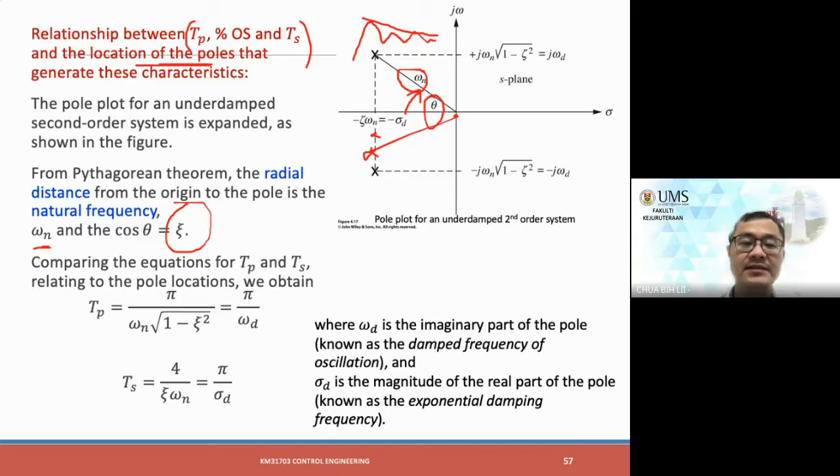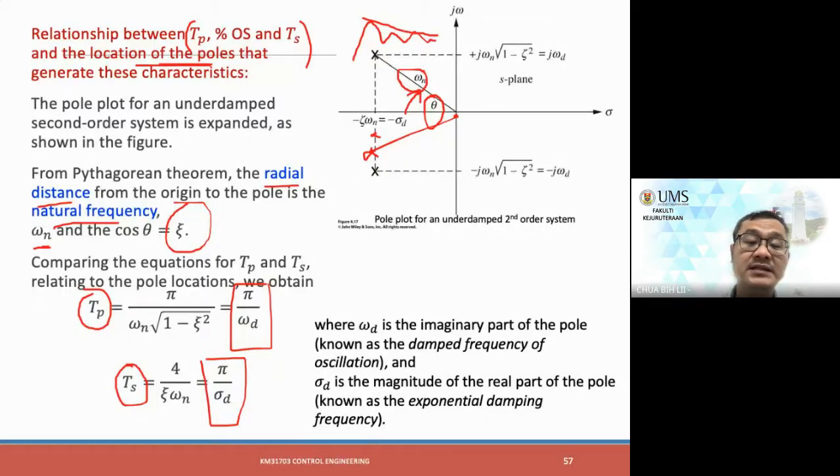So here, as we can see, the radial distance and natural frequency would be related, and the cos theta would be related to the damping ratio. So if we would like to compare the peak time and settling time, since we have the equations, we just substitute all these things. Eventually you can have a simpler form of this, where we have the omega d.